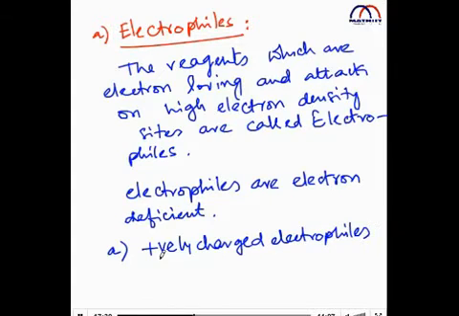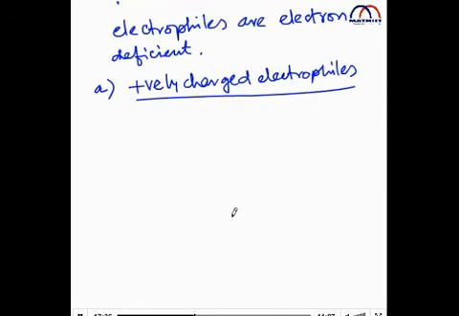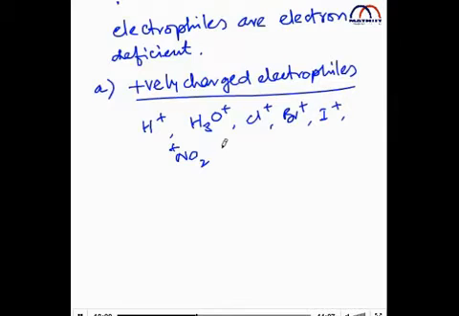Positively charged electrophiles. Anywhere if you see the positive charge on any species there, then there is a possibility of it acting as the electrophile. Some of the examples for this that I can give you are H+ is an electrophile. H3O+ is an electrophile. Cl+, this is chloronium. Br+, I+, NO2+, this is nitronium, nitrazonium, R+, this is alkyl carbocation. So these are all acting as the positively charged electrophile.